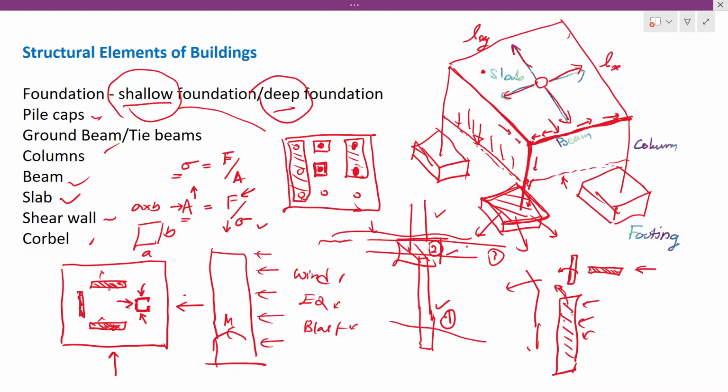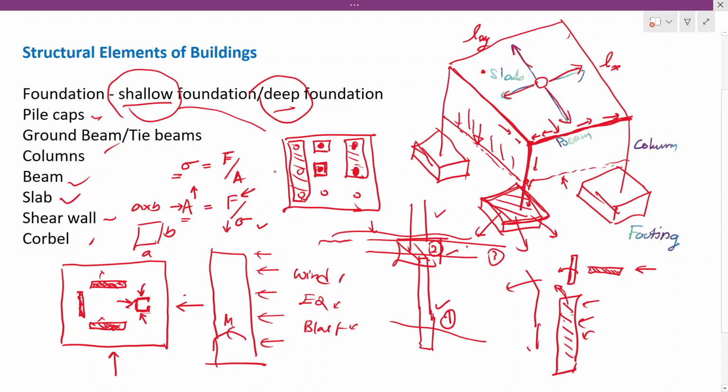That's why we put the walls in the direction of the loads. So this wall will be effective for loads in this direction. When it comes to the other direction, these other walls become effective. So that's the function of the shear wall.